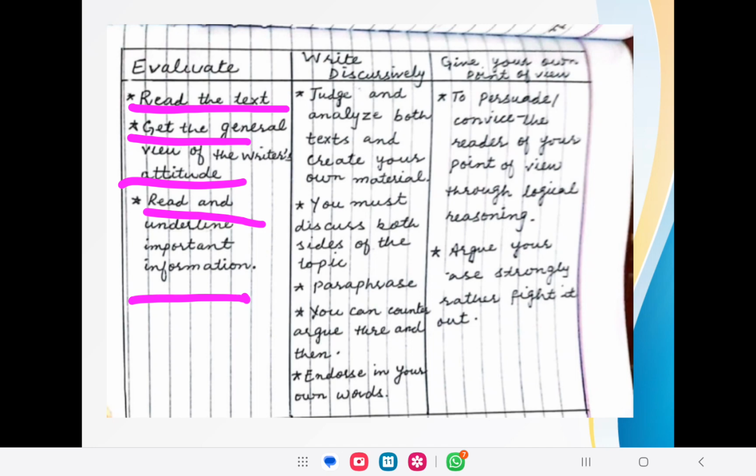So you are going to write this in your own way, and this is called arguing discursively, that you have to give logical reasoning to adopt one argument and reject the other one. Endorse in your own words: once you have the points, you are going to write them in your own words. Give your own point of view. To persuade, convince the reader of your own point of view through logical reasoning. Argue your point, your case strongly, rather fight it out.